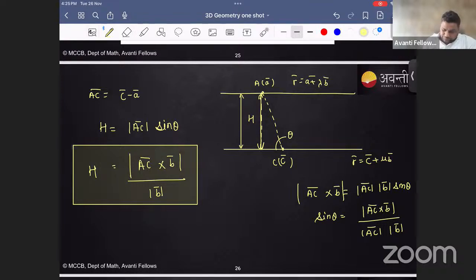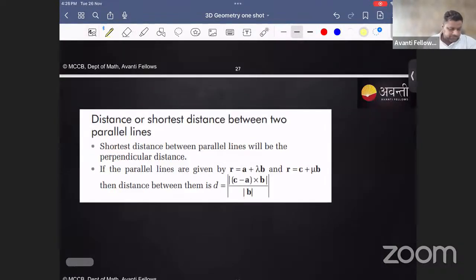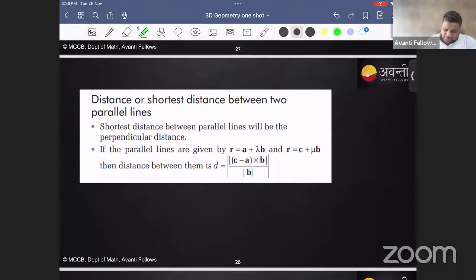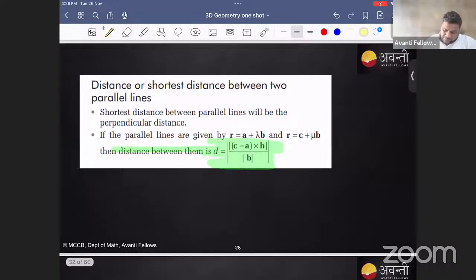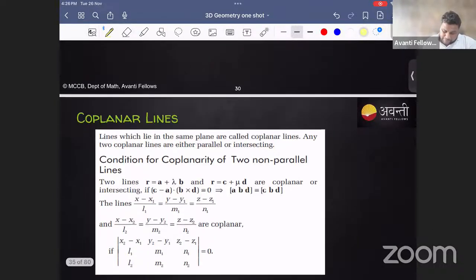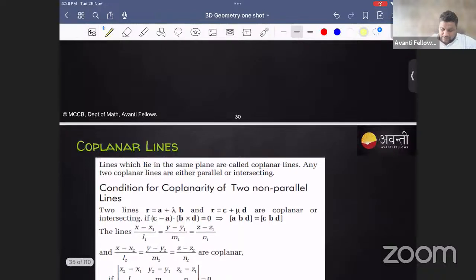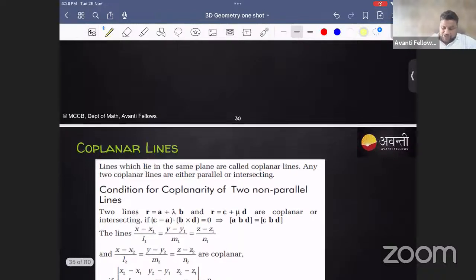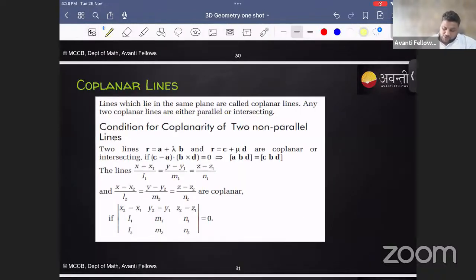Now, this is quite easy. So that is also the distance between parallel lines: modulus of (C minus A) cross B upon magnitude of B. Got it? Now, the condition of coplanarity is what? The shortest distance between them is 0. This is the condition of coplanarity of two lines: the shortest distance between them is 0.